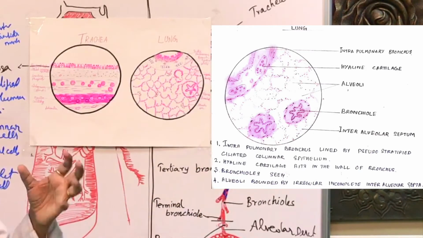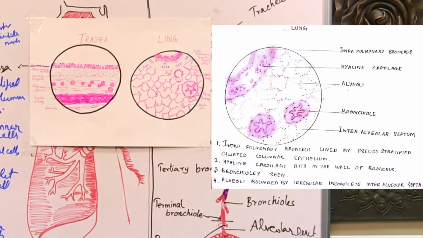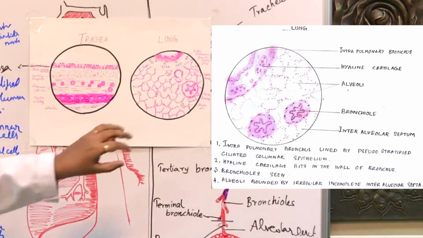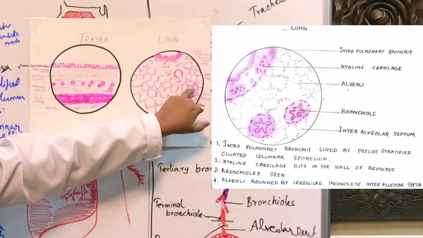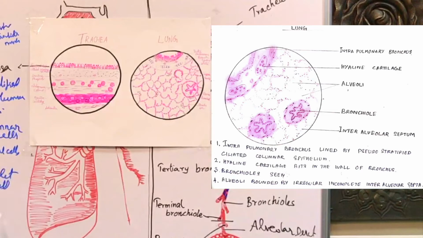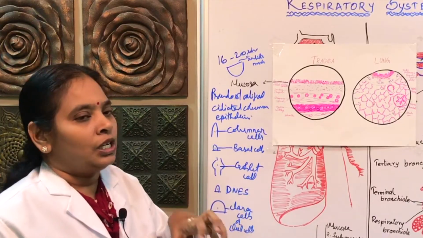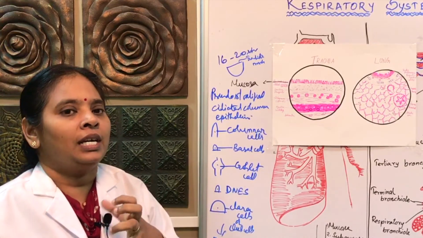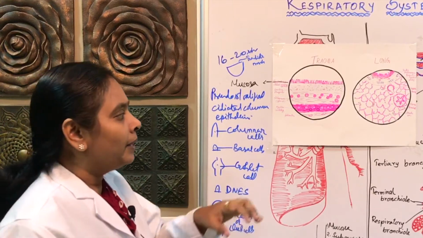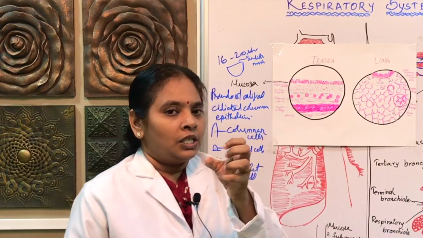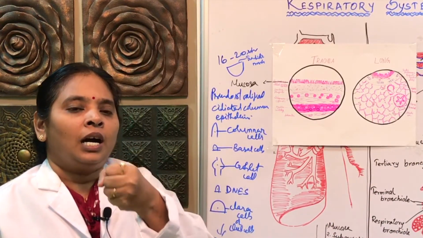For what purpose? When the smooth muscle cells are contracting and relaxing, it will reduce the diameter of your bronchioles. So why do you need this histological feature? In bronchial asthma, what happens is the smooth muscles constrict and the lumen closes.